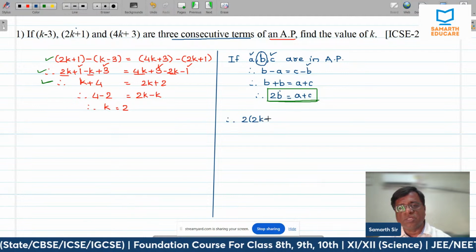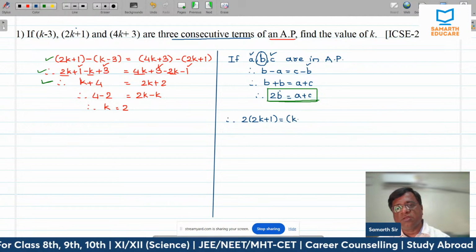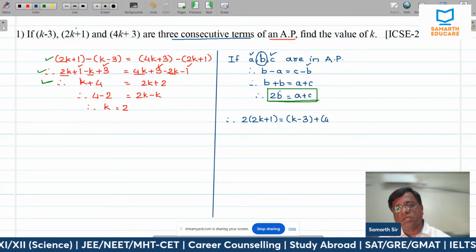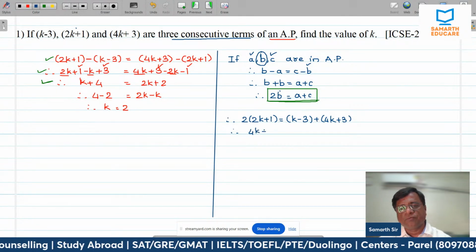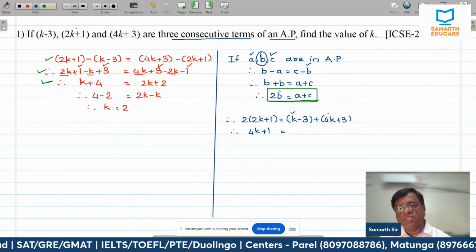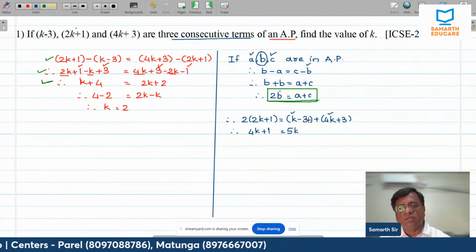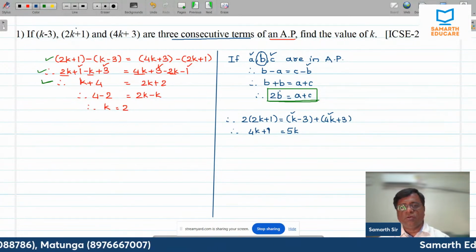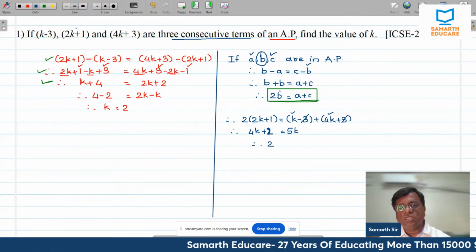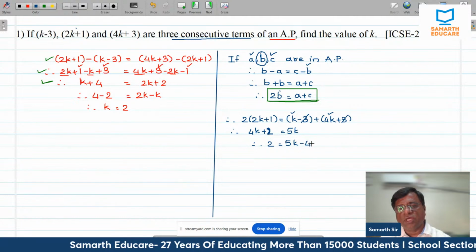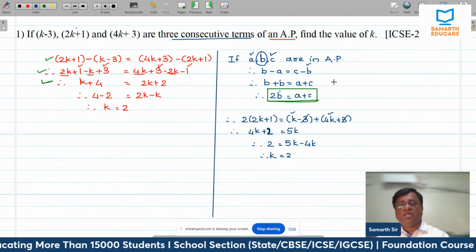If this comes for MCQs, 2 into 2k plus 1, that is double the middle term, equals the sum of the extremes, k minus 3 plus 4k plus 3. In this case, the left side becomes 4k plus 2. Here, k plus 4k is 5k, and 3 and minus 3 get cancelled. So 2 is equal to 5k minus 4k, and I get the value of k as 2. So use this if this problem is an MCQ.